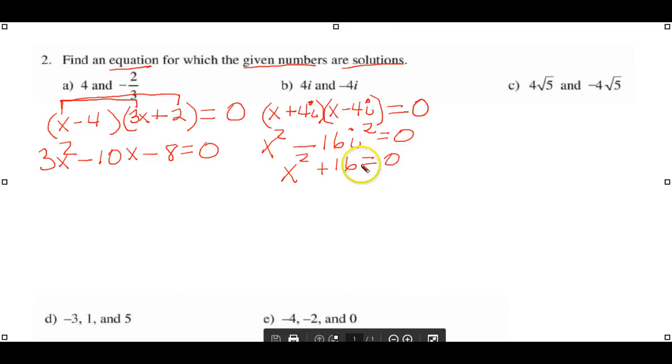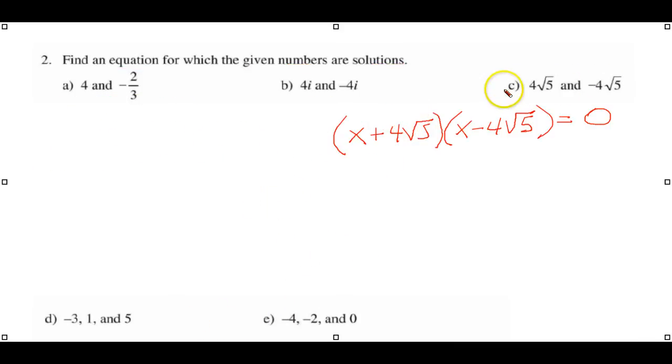Now remember, another way of solving that would have been x squared. Transpose that now to a negative 16 on that side. Take the square root, plus or minus, and that'll give you x equals a negative 4i and a positive 4i.